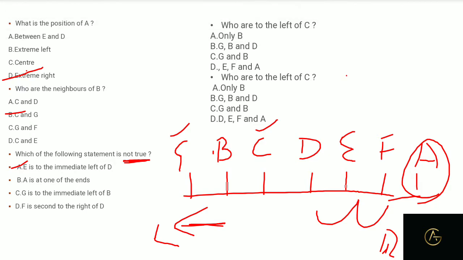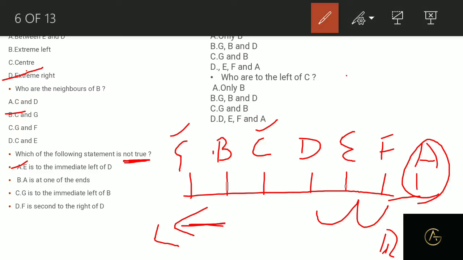Good. Next question. Who are to the left of C? Who is left? Tell me. Only B? No. G, B and D? No. G and B. Right. C is the option.